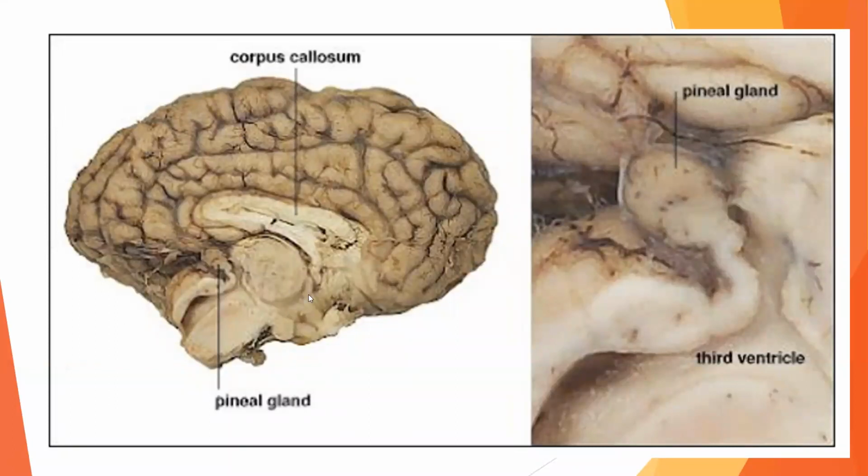Here is an image of where your pineal gland is located. So the pineal gland is actually very small. It's right around this area. And this would be your pineal gland zoomed in. So if we were to dissect a human brain, that is where you would locate your pineal gland.